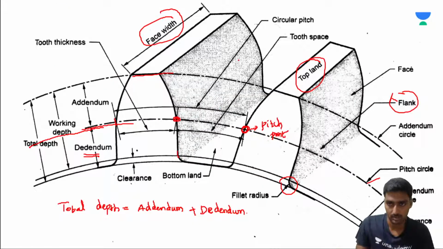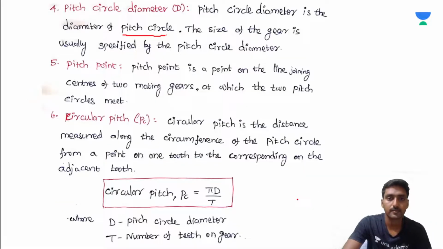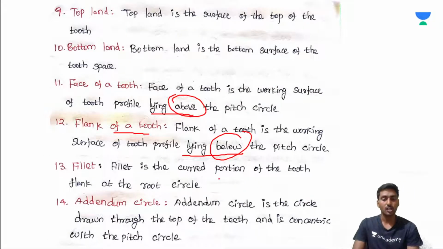Look at this diagram. The surface above the pitch circle is called the face, and the surface below the pitch circle is called the flank. Is it okay? Okay, next, fillet. Fillet is the curved portion of the tooth flank at the root circle. Addendum circle is the circle drawn through the top of the teeth and is concentric with the pitch circle.